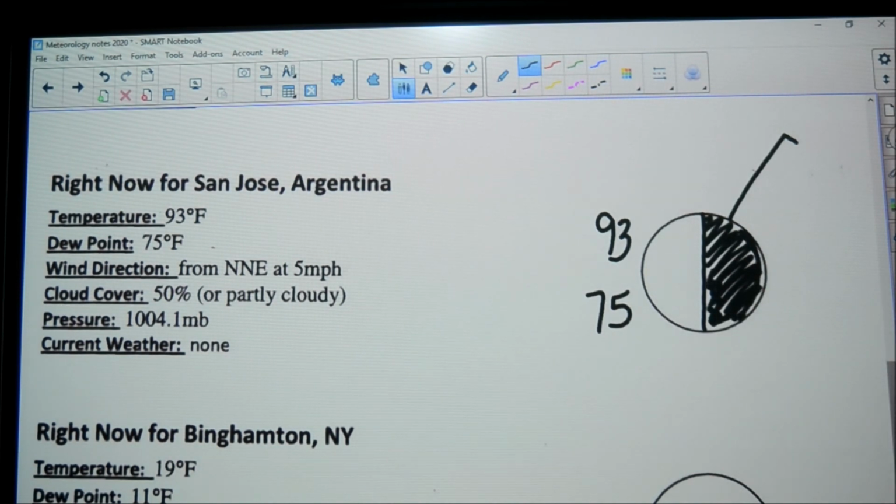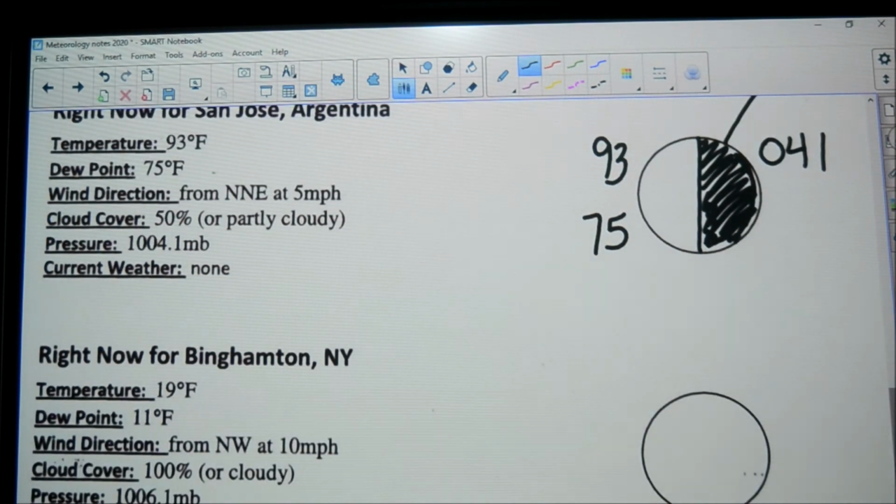My air pressure is 1,004.1 millibars. Drop the millibars, drop the decimal, last 3 digits. Last 3 digits, 0, 4, 1. Yes, you have to put the 0. And weather, doesn't have any current weather.